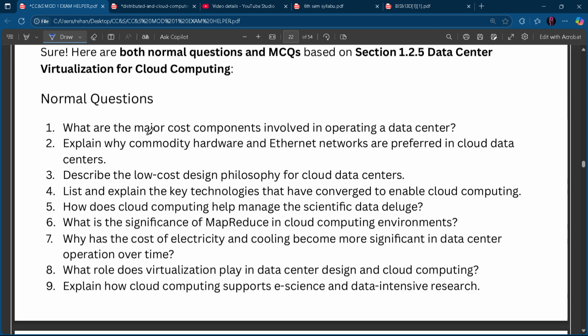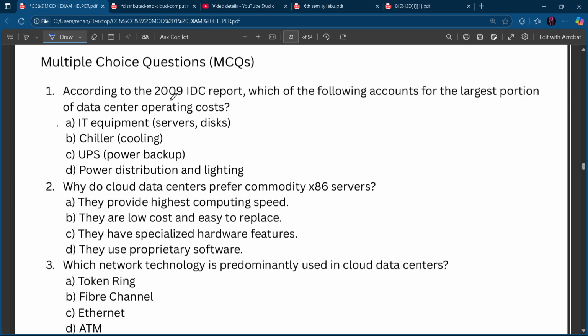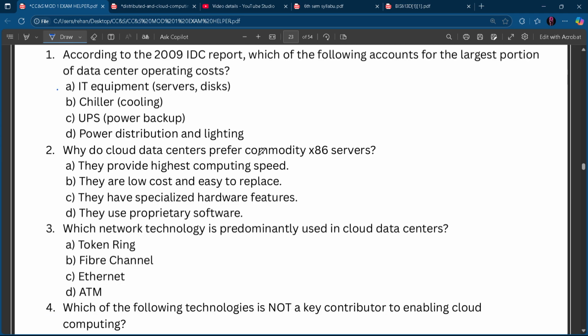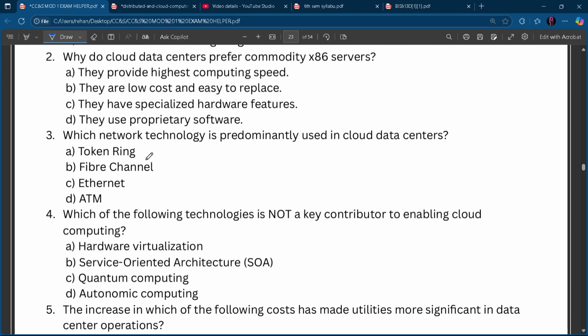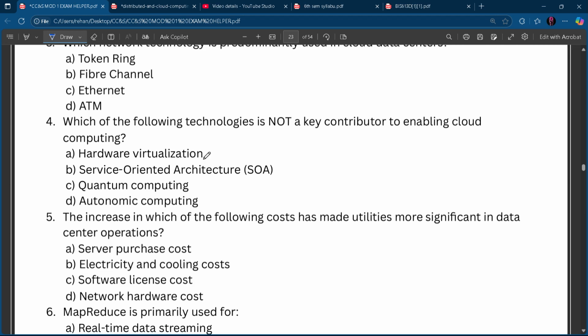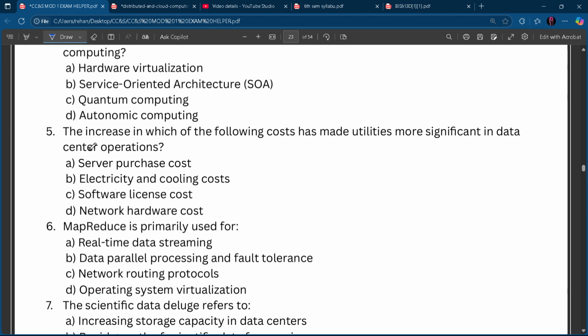You have some quiz questions over here you can answer. According to the 2009 IDC, which of the following accounts for the largest portion of data center operations? IT equipment, chips. Why do cloud data centers use x86 servers? Because they are low cost and easy to replace. Which of the following technologies is not a contributor to cost? Quantum computing. Seriously, physics. It's physics.